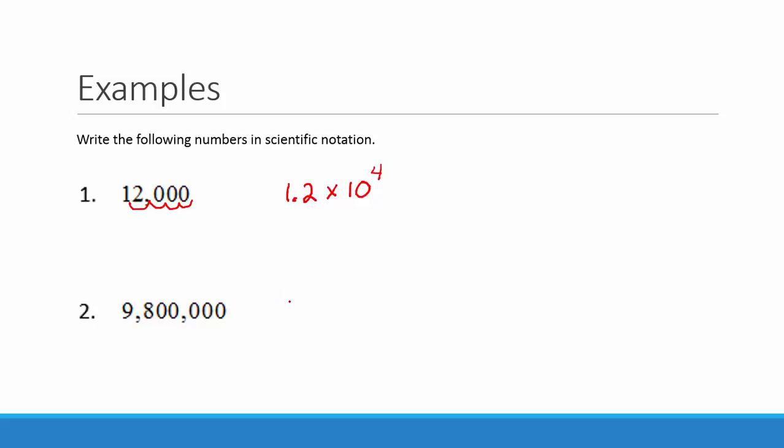In this number, we want to put the decimal point after the 9, the first non-zero digit. Then we'll write the rest of the digits. We do not need to write the rest of the zeros because that will not change the value of 9.8. Then we need to figure out what our exponent needs to be. It is going to be a positive exponent because this is a very large number. We move the decimal point 1, 2, 3, 4, 5, 6 places. So our exponent on the 10 is a 6.